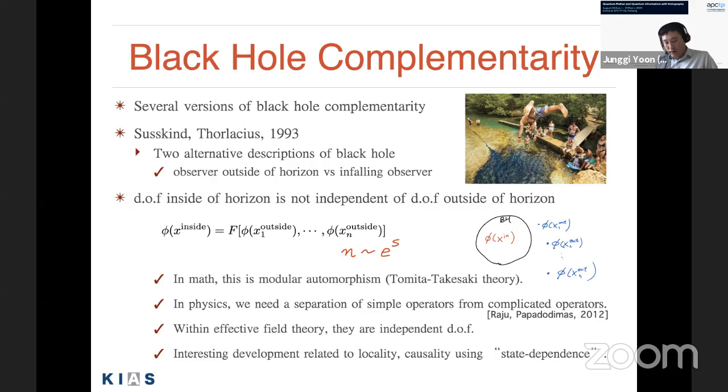So when we do this perturbative calculation, we usually consider the simple operator. Within this effective field theory, there are the simple operator and the complicated operator. When I say complicated operator, I mean this bulk field inside. So the bulk field inside of the horizon is a very complicated operator of the outside bulk field. And within the effective field theory, they are independent.